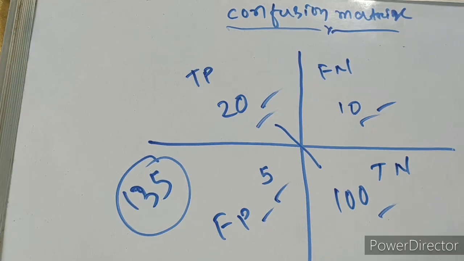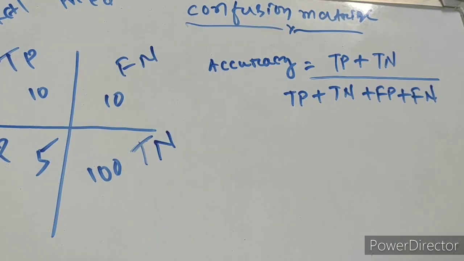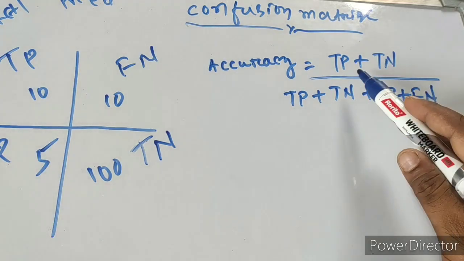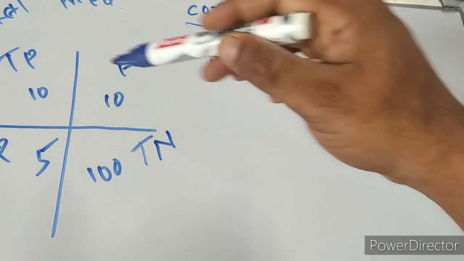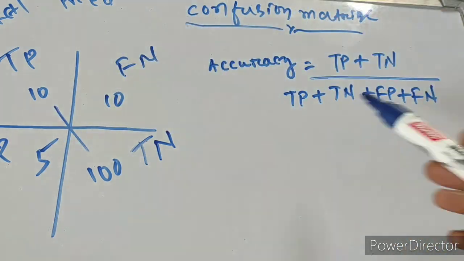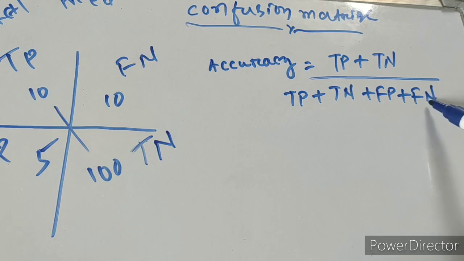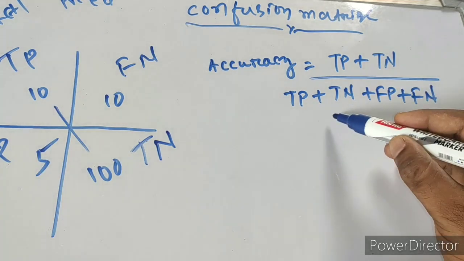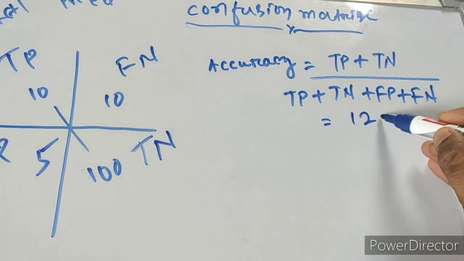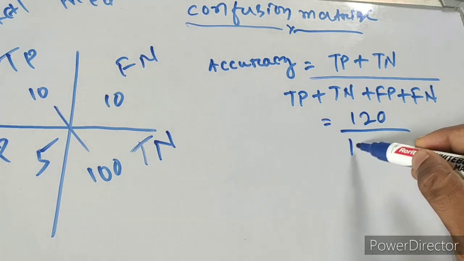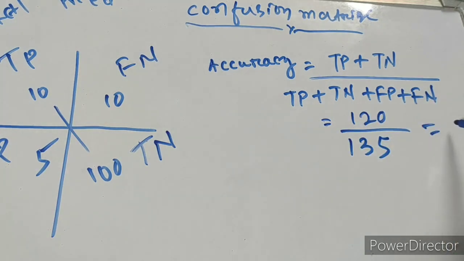So let's check. The formula of accuracy is true positive plus true negative, this diagonal, divided by the total: true positive, true negative, false positive, false negative. So here the accuracy can be calculated as 120 divided by 135. Whatever value comes will be our accuracy.